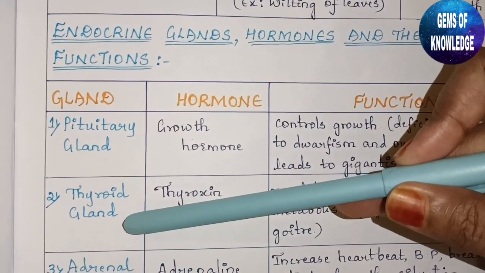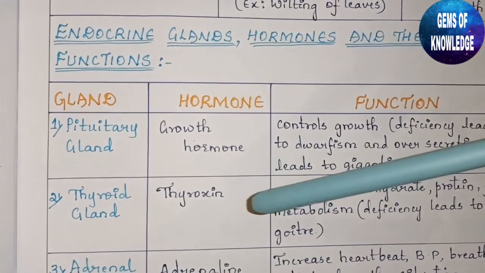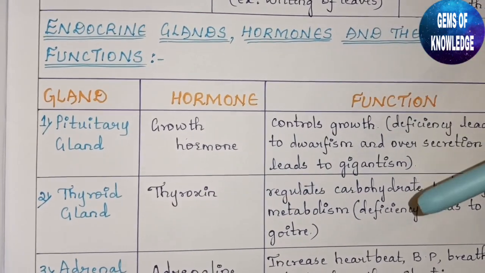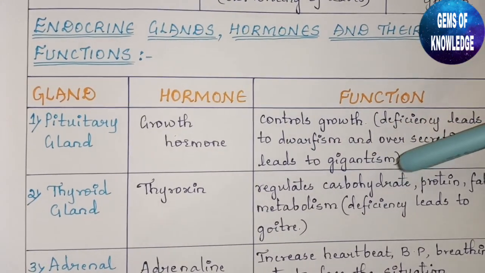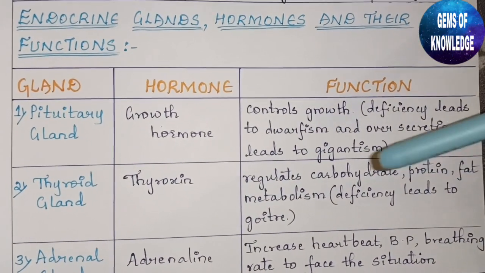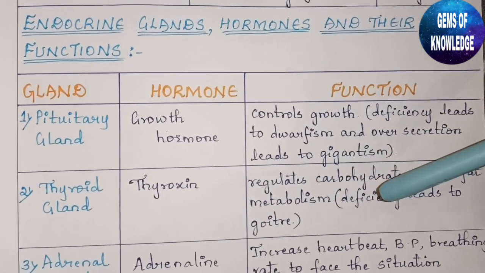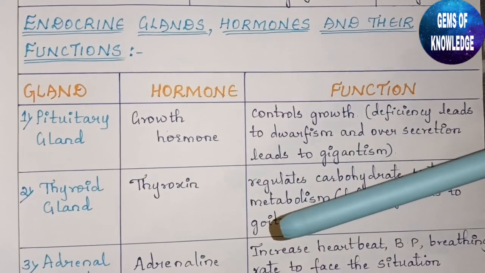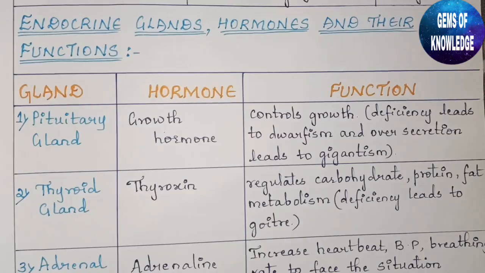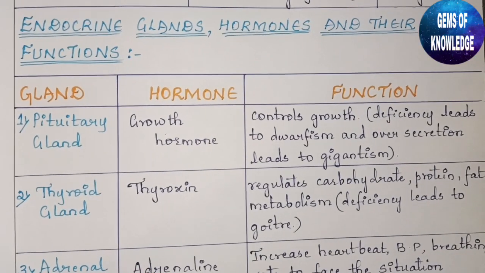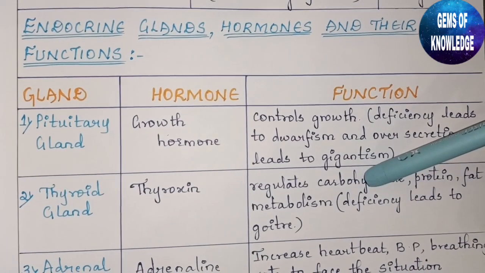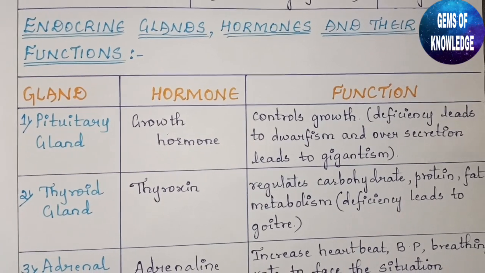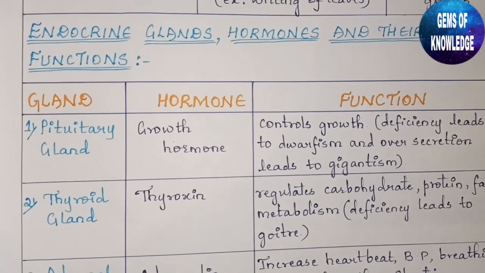Second one is the thyroid gland, which is present in your neck part. It releases the thyroxine hormone and it regulates carbohydrate, protein, and vitamin metabolism, and deficiency of this leads to a disease called goiter. Goiter means it swells our neck, and that will be the condition. So it has to regulate all the carbohydrates, proteins, and vitamins which go through our food into the body.